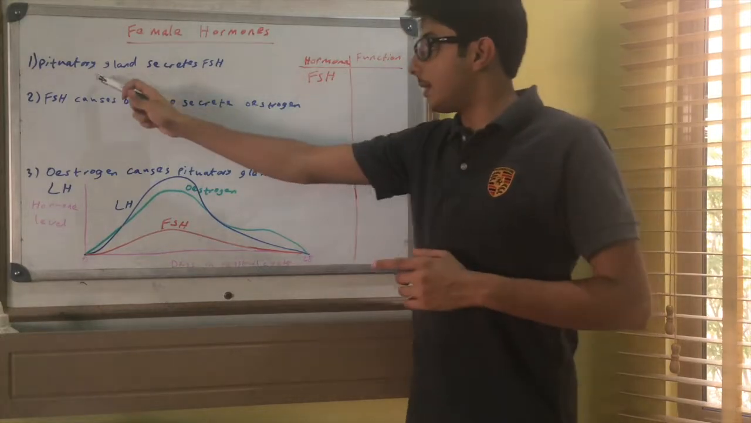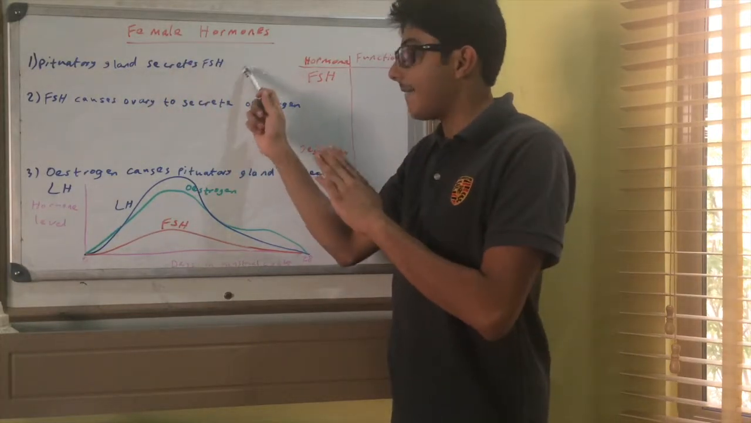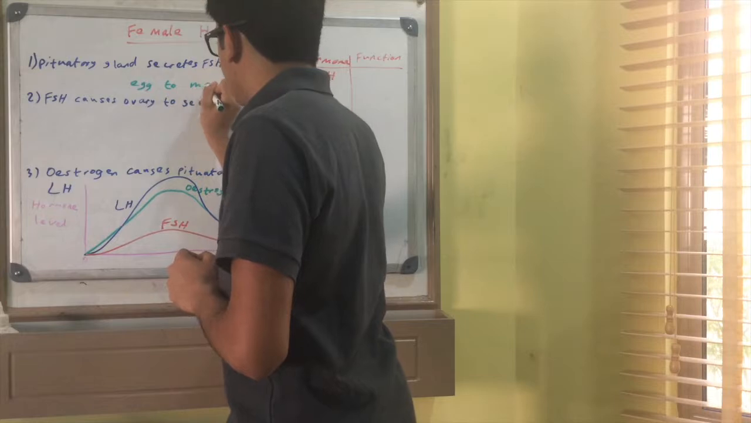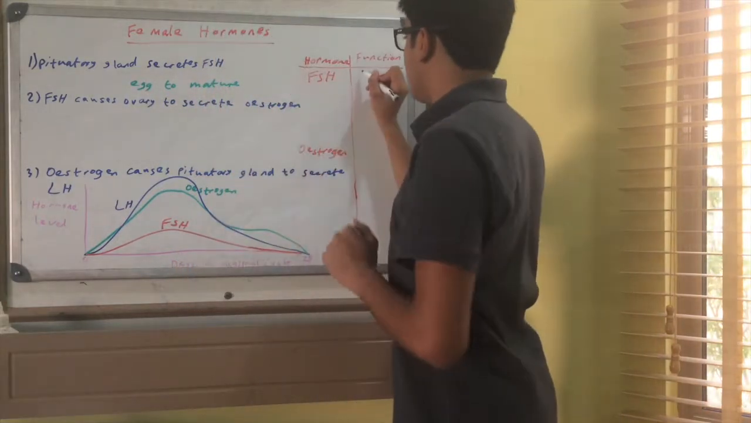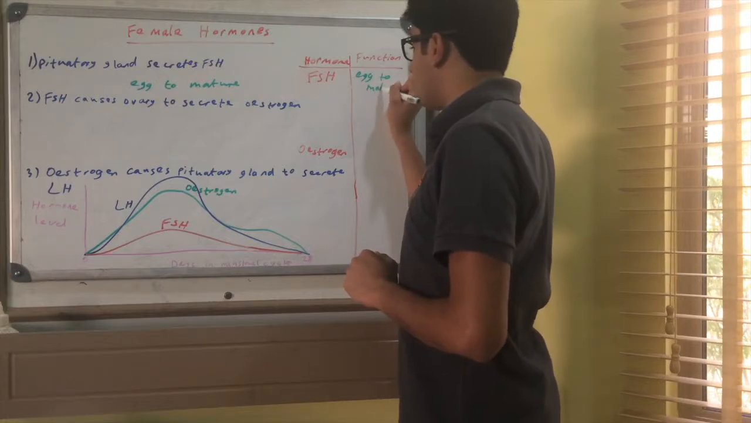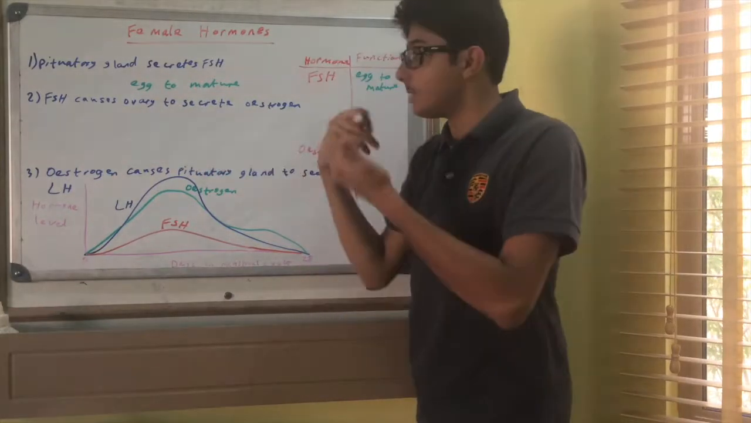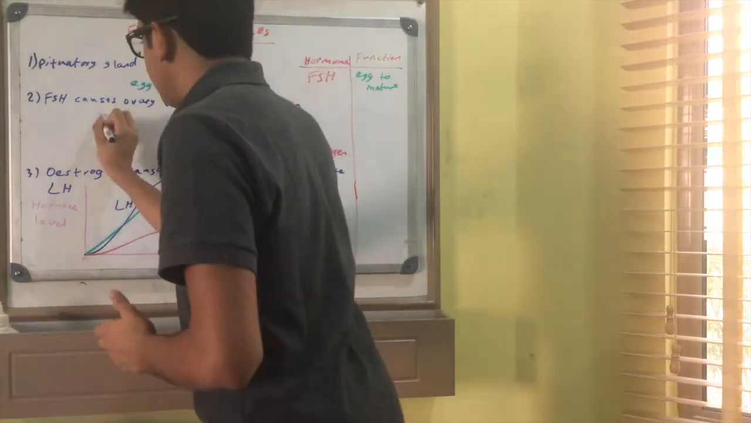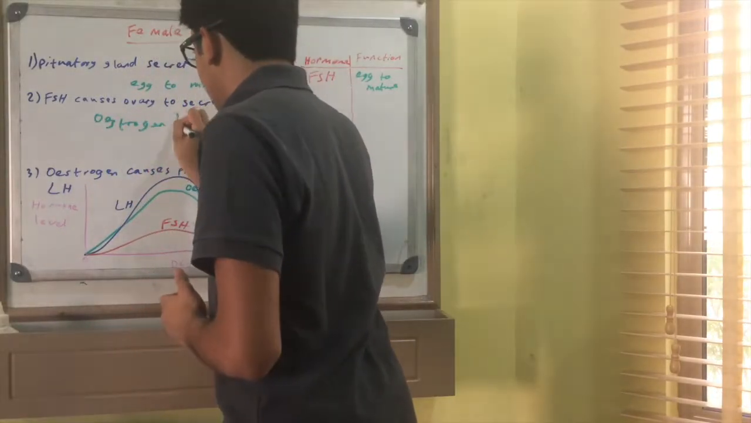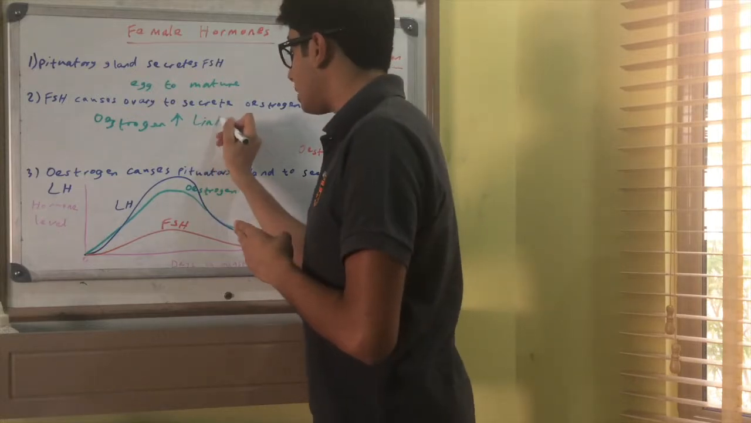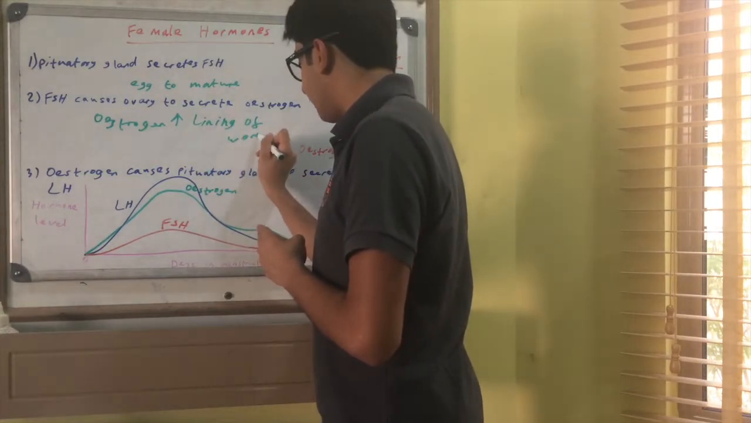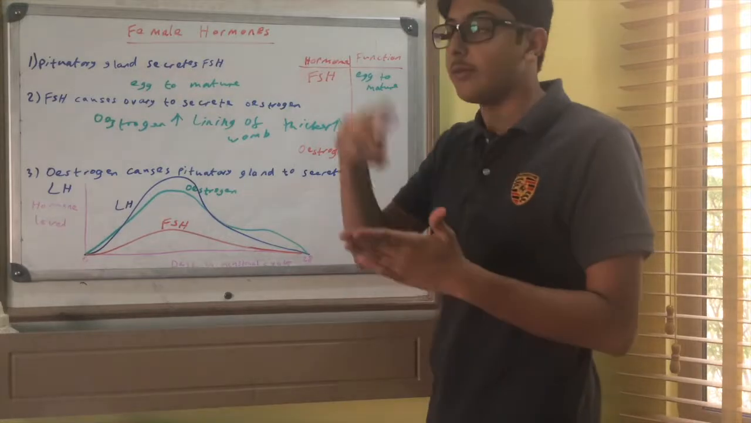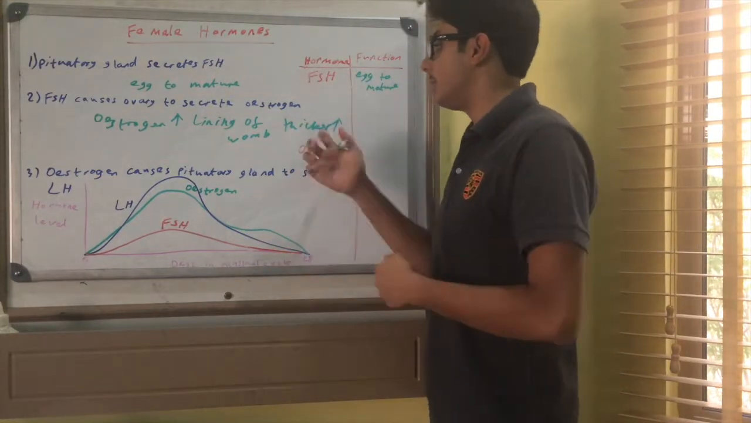Okay, so the first thing that happens is the pituitary gland secretes FSH. And this causes the egg in the ovary to mature. So now we know what FSH does. Causes the egg to mature. Then, the FSH that has been secreted causes the ovary to secrete estrogen. And as the estrogen levels rise, the lining of the womb actually gets thicker. The lining of the womb, the lining of the uterus, it gets thicker to prepare for the development of the embryo, of the egg to an embryo, then eventually to a fetus.